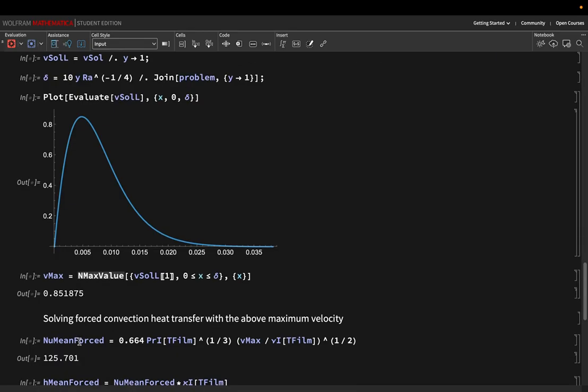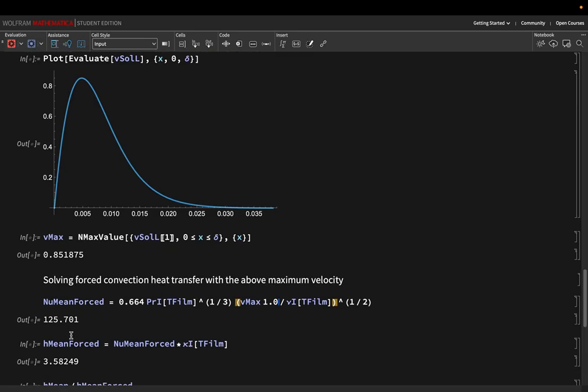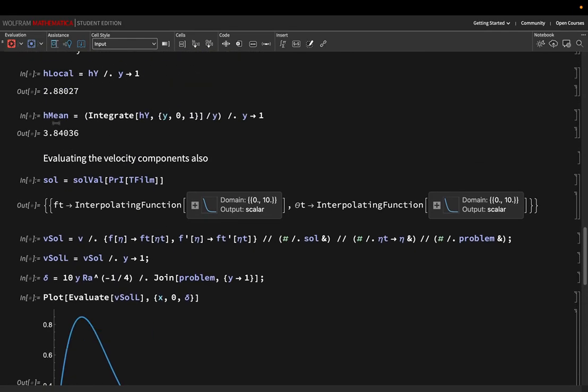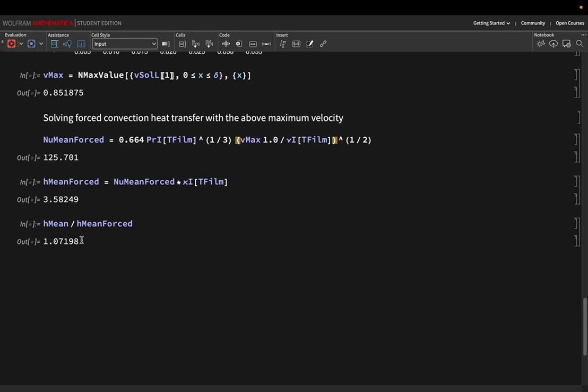Under the forced convection case, the correlation is 0.664 times Prandtl number to the power 1 by 3 and Reynolds number to the power half, where Reynolds number is V times the length, which is 1, divided by nu. Maybe I should just write 1 here. That gives me a Nusselt number of around 125 point something. From this Nusselt number, I can calculate my heat transfer coefficient, which is around 3.58. The one that I obtained from free convection is around 3.84. If I take the ratio, I get slightly greater than 1.